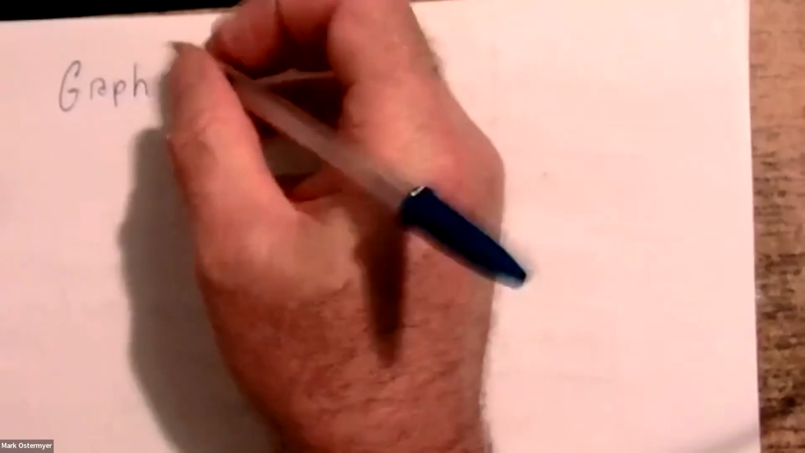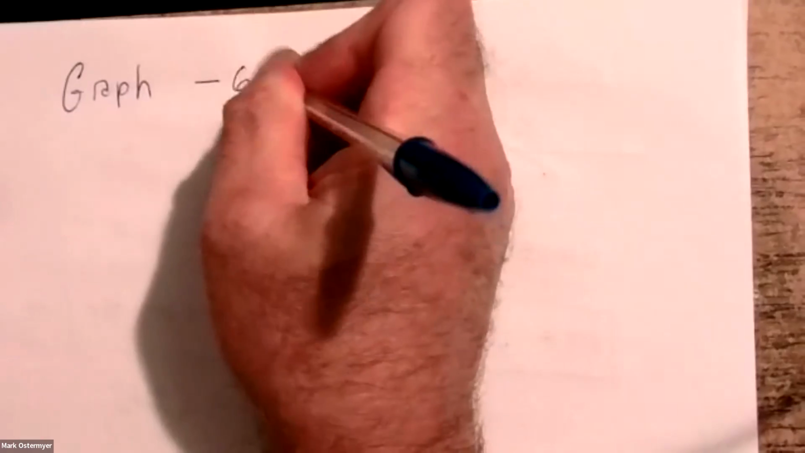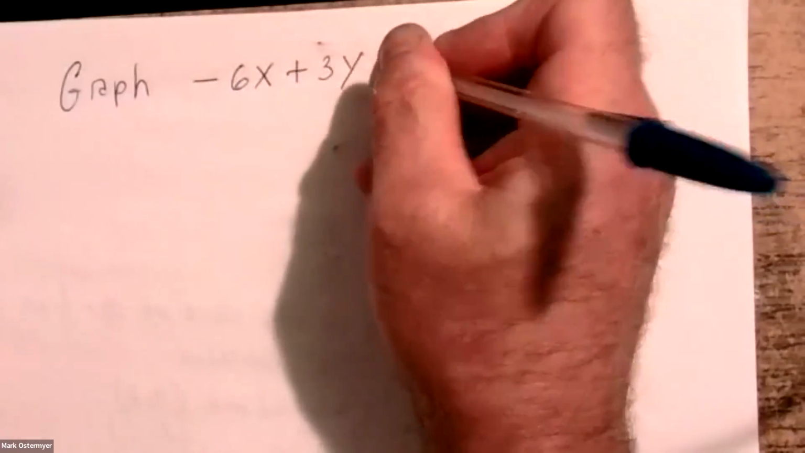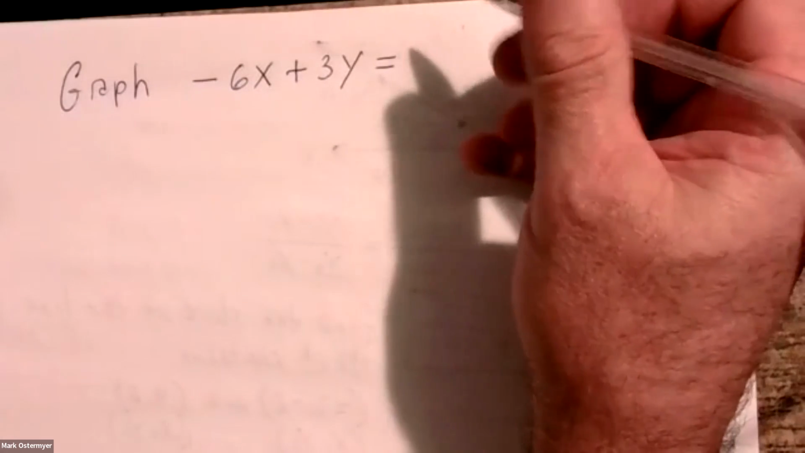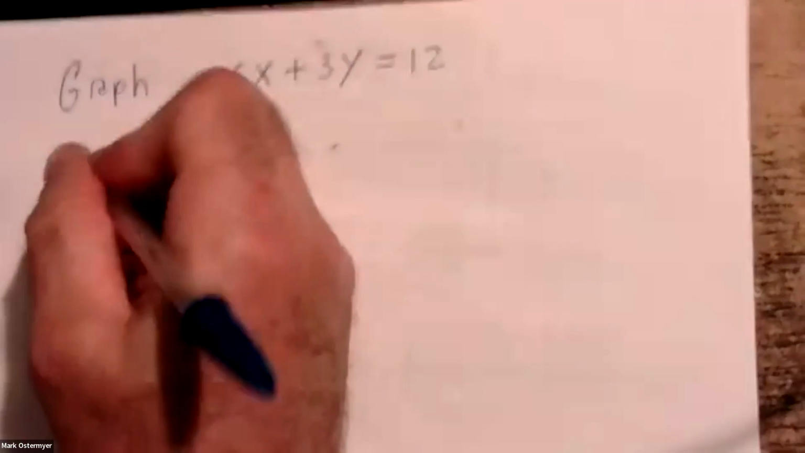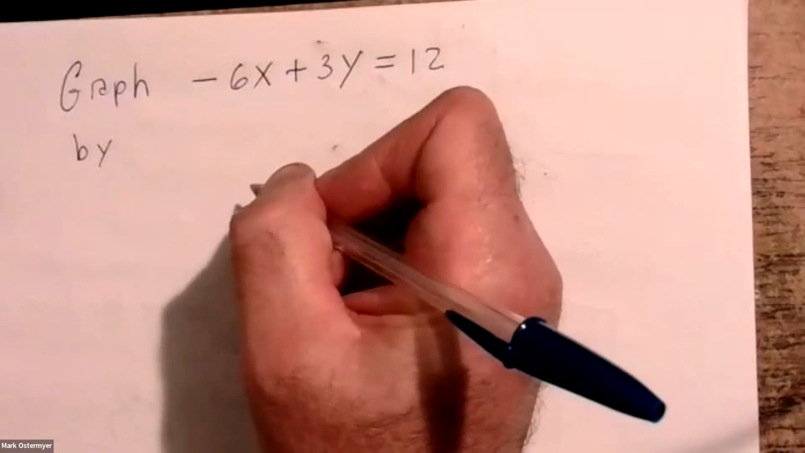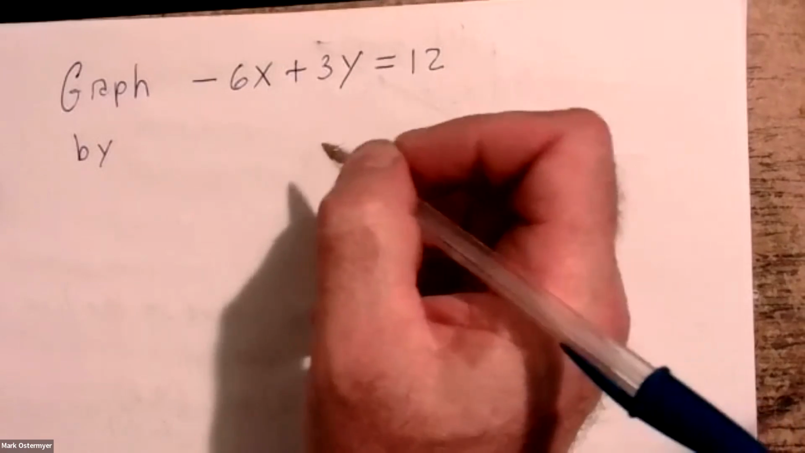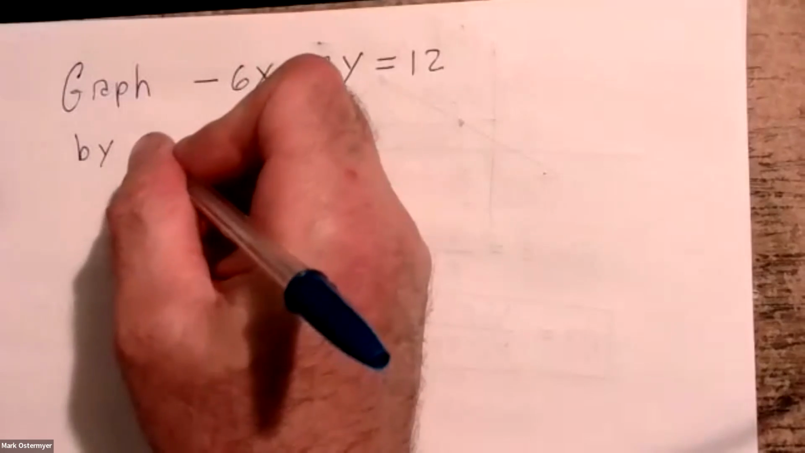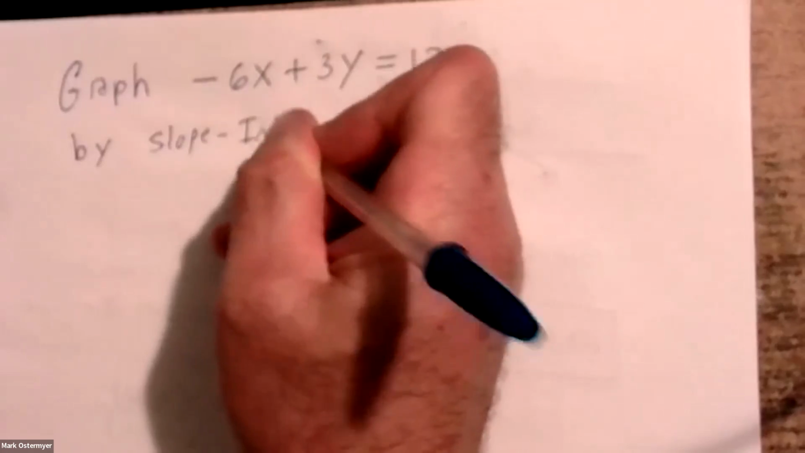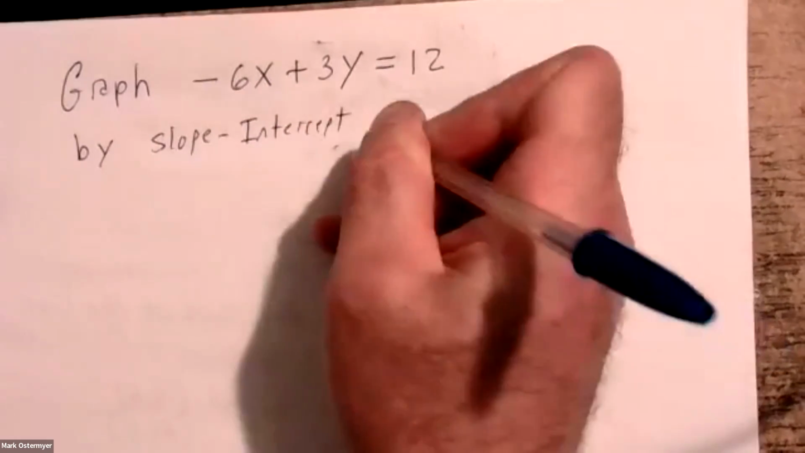So suppose that I want to graph, let's say, negative 6x plus 3y equals, let's say, 12. And I want to graph it this time not using the table method, not using the xy-intercept method, which I could use any of those methods, but I want to use a different method this time. I want to graph by the slope-intercept form method.